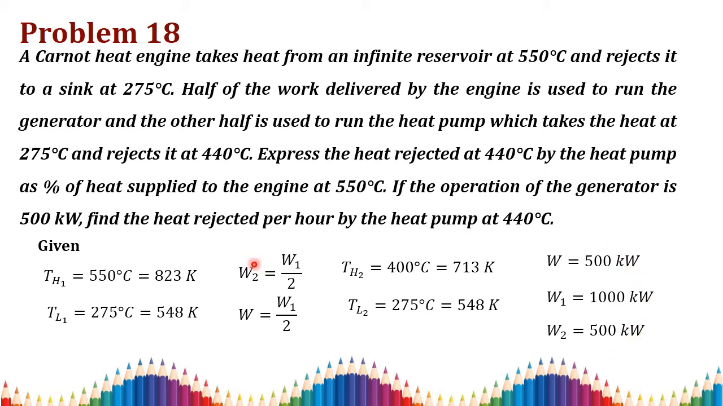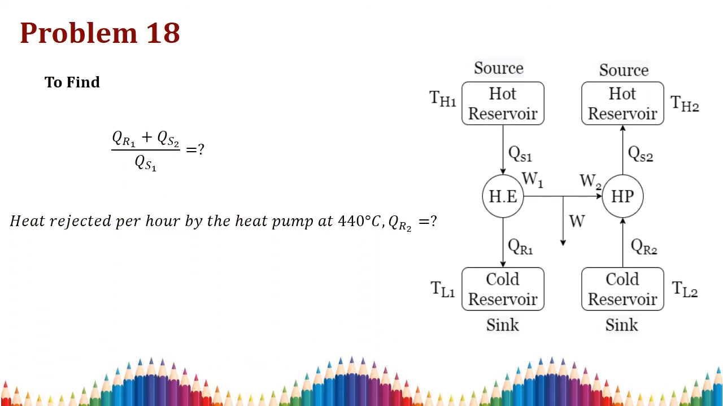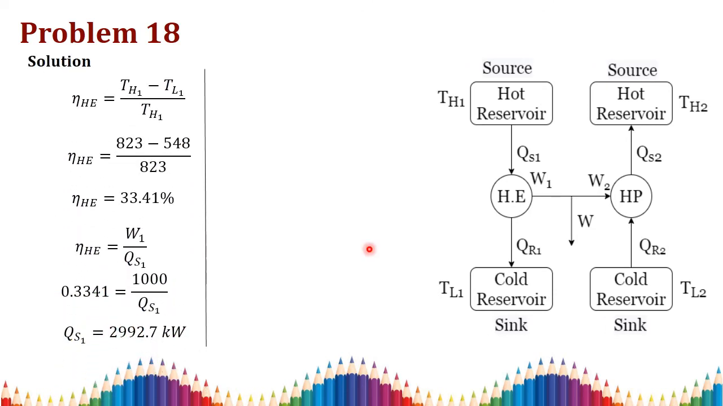So basically this can be written as work done 2 is equal to work done 1 divided by 2, or otherwise work done 1 is equal to W by 2. As a result we need to find QR1 plus QS2 divided by QS1, and also the heat rejected by the heat pump at 440 degrees Celsius, that is QR2. The efficiency of the heat engine will be TH1 minus TL1 divided by TH1. You substitute all the temperature values, then the efficiency of the heat engine will be 33.41%.